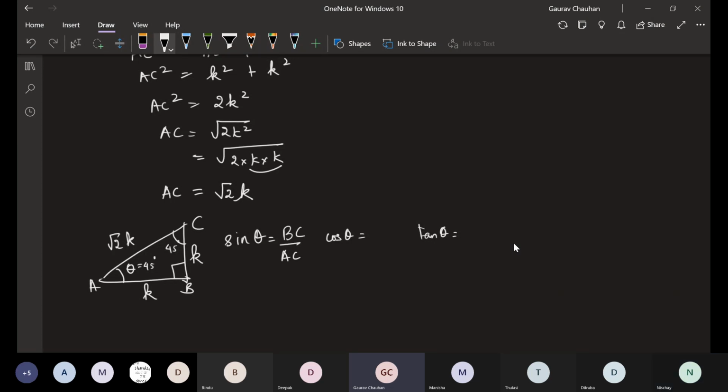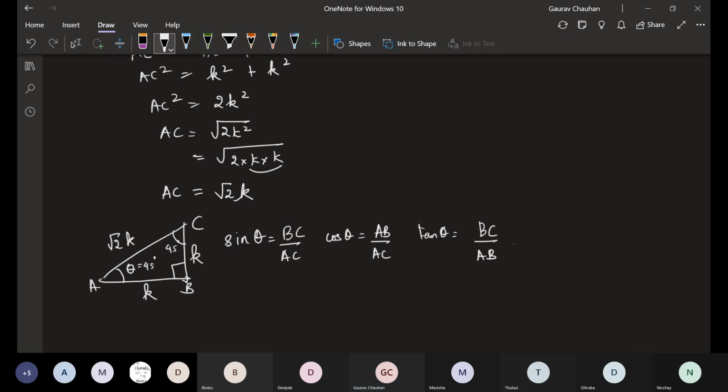Very good. Cos theta is equal to? AB by AC. AB by AC. Very good. Tan theta is equal to? BC by AB. BC by AB, very good. Opposite by adjacent, BC by AB. Now let's find this value actually.